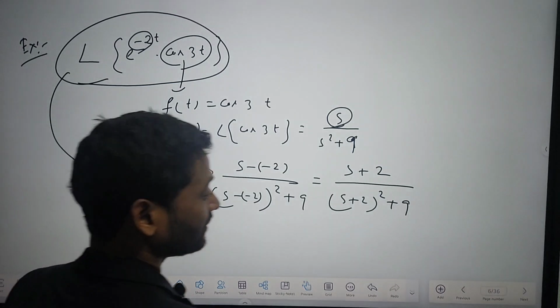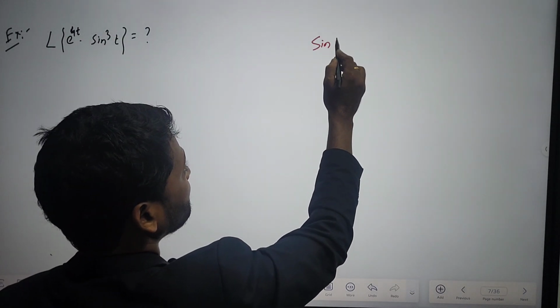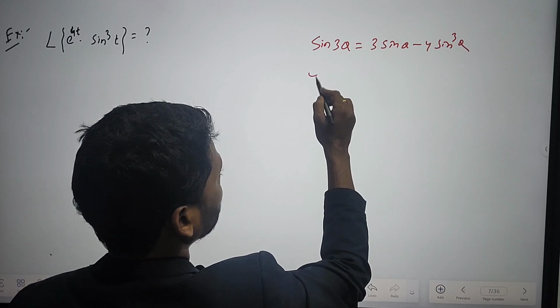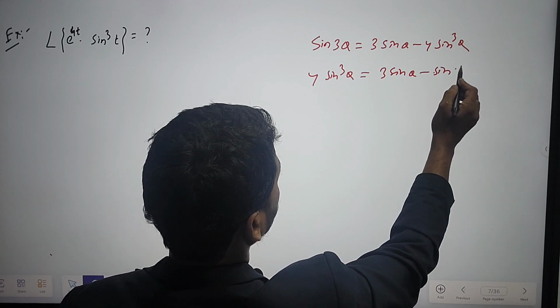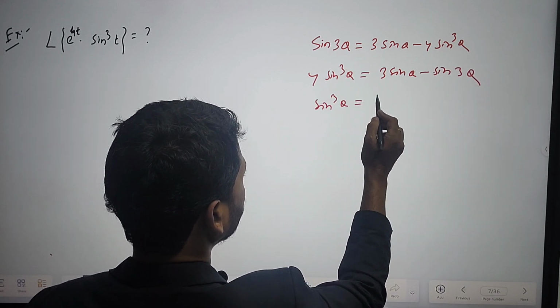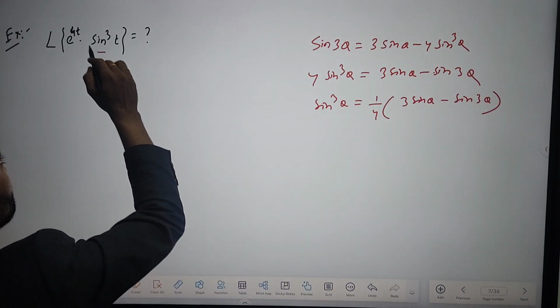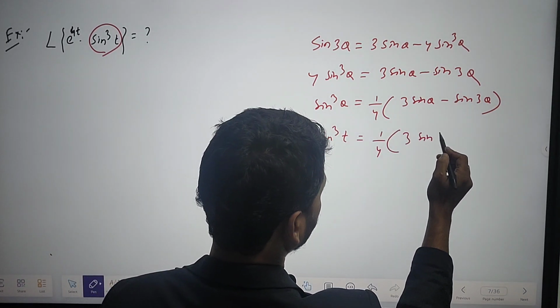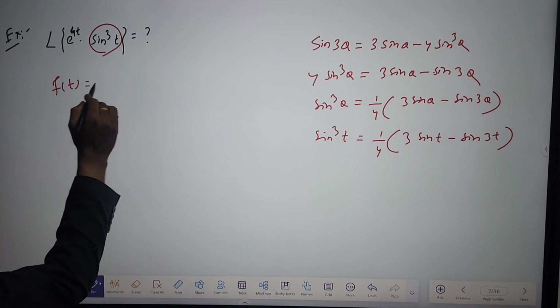Okay. So coming to the next question, the Laplace of e to the power 4t into sin cube t. See, you know a formula: sin 3 theta is 3 sin theta minus 4 sin cube theta. So 4 sin cube theta is equal to 3 sin theta minus sin 3 theta. So sin cube theta is 1 by 4 times 3 sin theta minus sin 3 theta. So I can write sin cube t is equal to 1 by 4 times 3 sin t minus sin 3t.